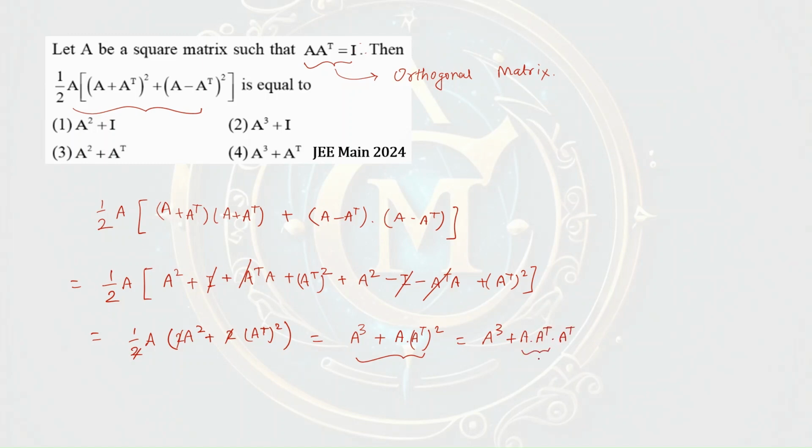Now A into A transpose is given to us as I, and I into A transpose is A transpose itself. So we can write this expression as A cube plus A transpose. So this is our correct option. The option corresponding to the correct answer in this case will be option number 4. I hope you understood this question.